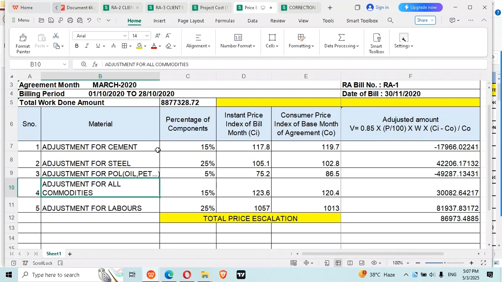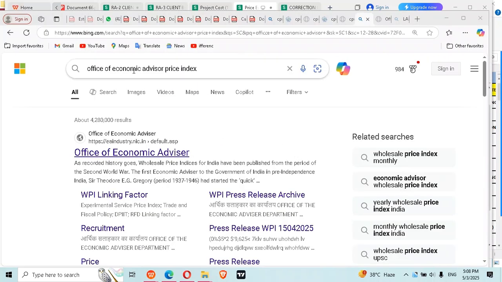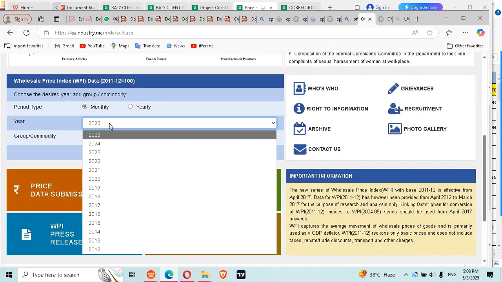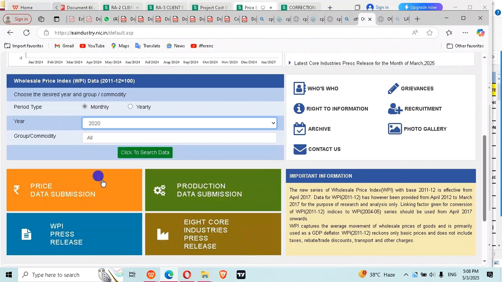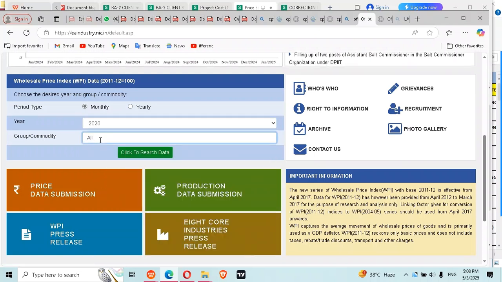First of all, I am coming to the cement, and to find CI and CO, these 2 values, for that we need a website. So I am coming to the website here, that is by the name of Office of Economic Advisor. Just search here Office of Economic Advisor Price Index and click here. When it opens, just come here. It is the project of 2020, so that's why we select here 2020. We want all the prices of 2020. So I'm coming to select here 2020, and you can come here and just search.